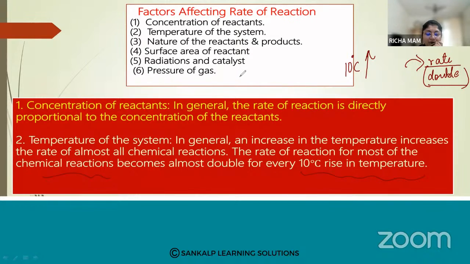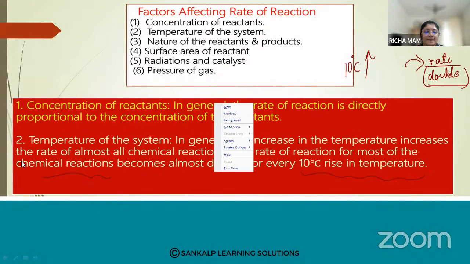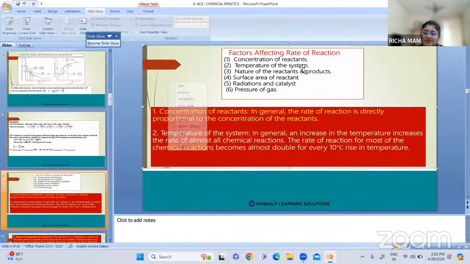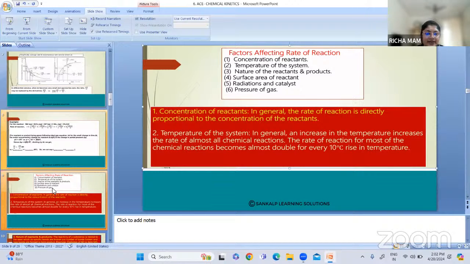So these are the four important factors on which the rate of the reaction depends. First is the concentration of the reactant, second is the temperature, third is the catalyst, and the fourth is the nature of reactant. So let us see the next one.